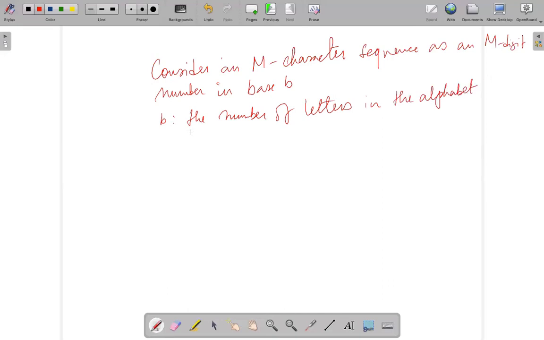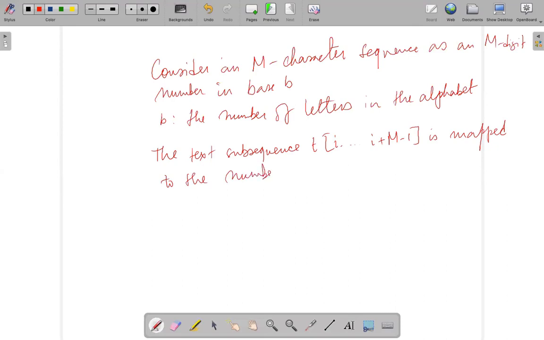Fine. Now the text subsequence, say t i to t i plus m minus 1, is mapped to the number xi, where xi is expressed as t i into b to the power m minus 1, plus t i plus 1 into b to the power m minus 2, plus so on, t i plus m minus 1 into b to the power 0. Okay.